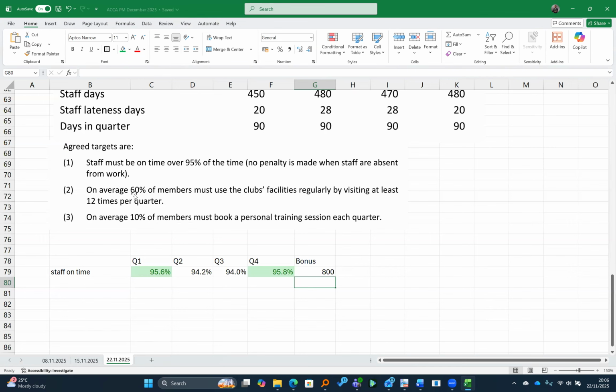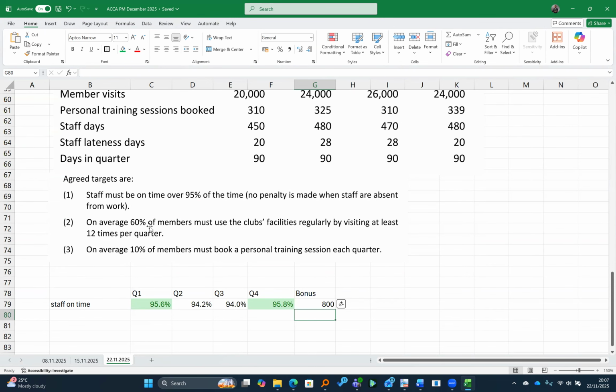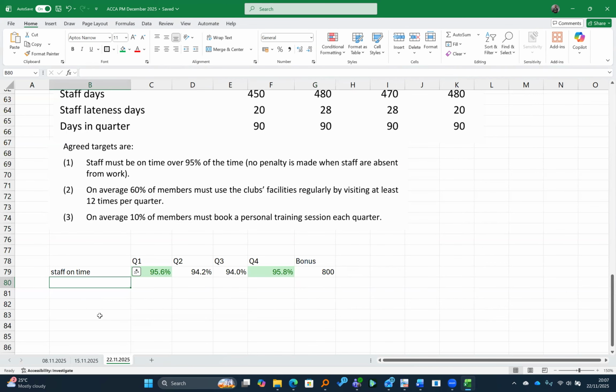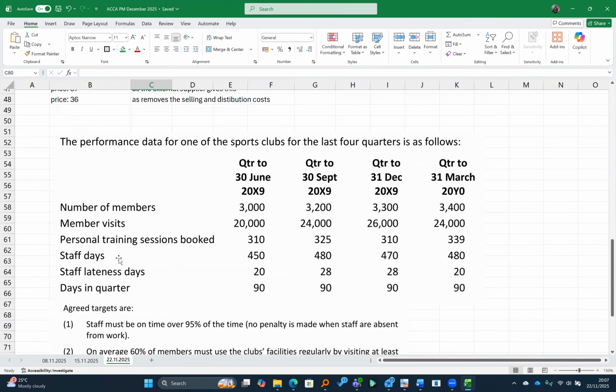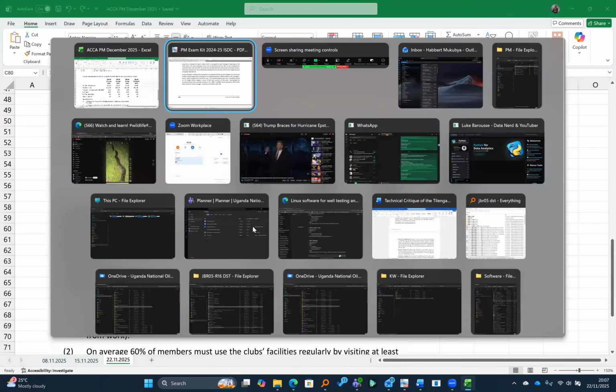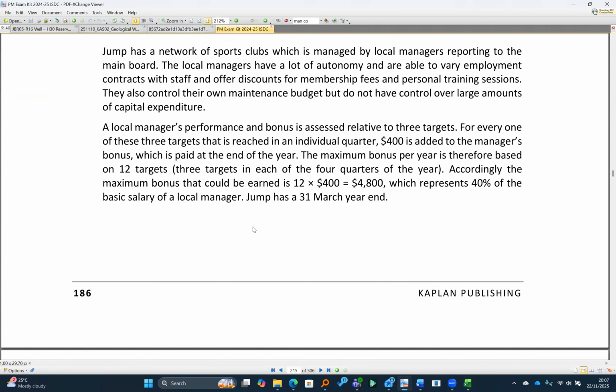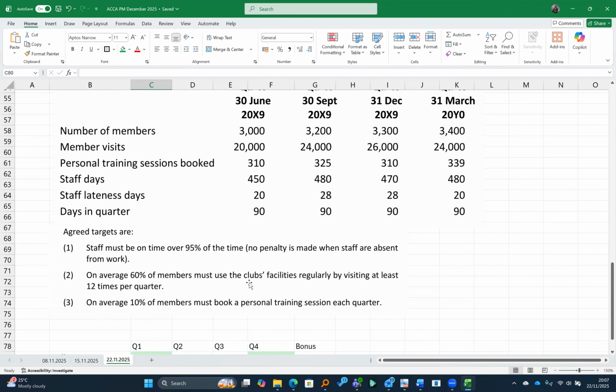Okay. Second one, members must use the club's facilities regularly by visiting at least 12 times per quarter. 60% of the members. So let's look at the visits. So these are the training sessions booked, but the visits are 20. Now, remember they said 60%. Okay, 60% of members must use the club's facilities at least 12 times per quarter.